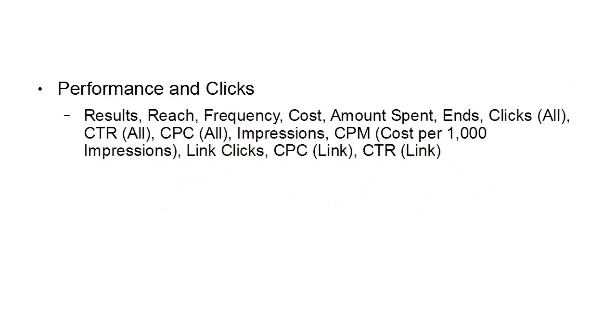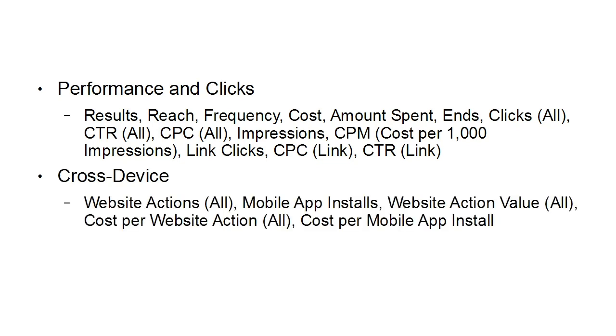Then there's performance and clicks. You can track the results, reach, frequency, cost, amount spent, ends, all the clicks, click-through ratio, cost per click, impression, CPM, link clicks, CPC per link, CTR per link. Then cross-device, you've got website actions, all of them, mobile app installs, website action value, cost per website action, cost per mobile app install.